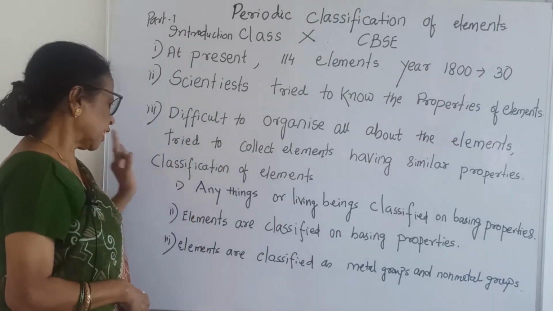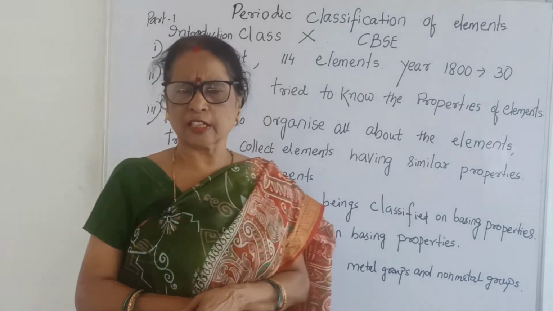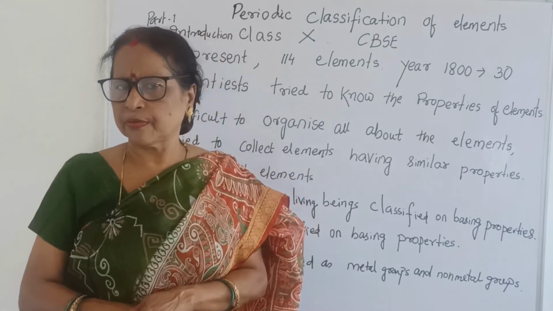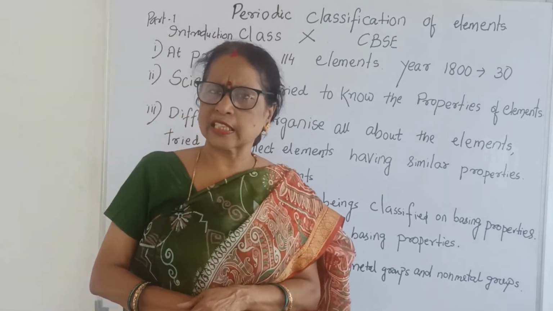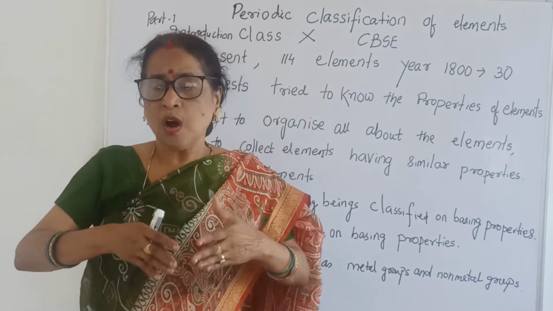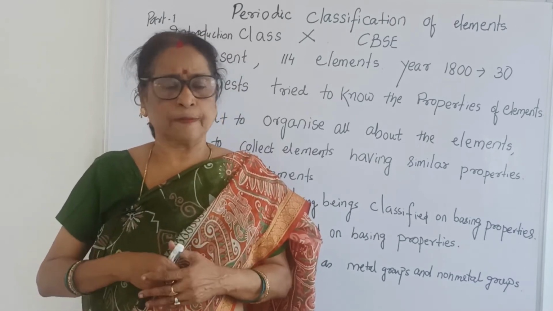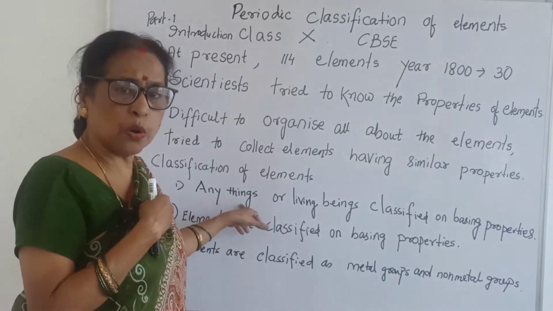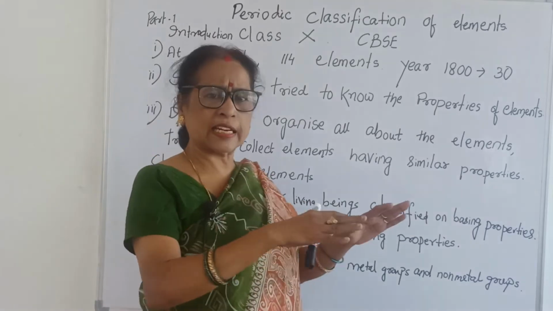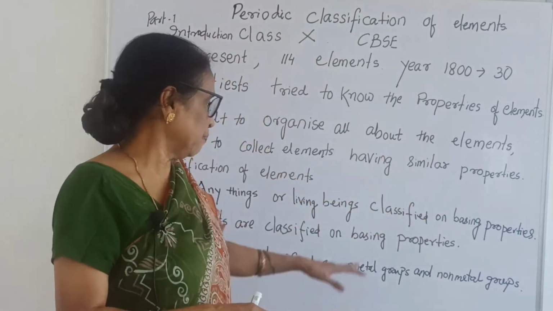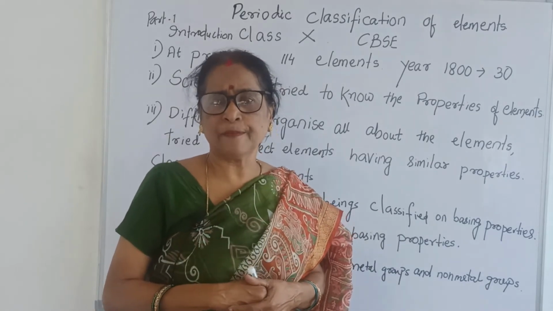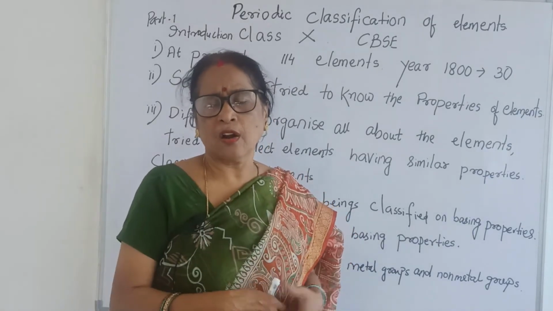Then we come to classification of elements. When elements and compounds were discovered, they knew the characteristics of compounds and of elements, but after that it was very difficult to arrange all the elements, how 114 elements would be arranged. That is why, for anything, non-living or living, all things have some properties that are the same, and they are classified based on properties. Suppose you are writing living and non-living.